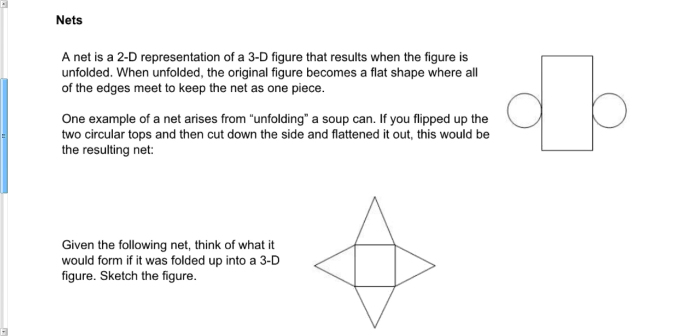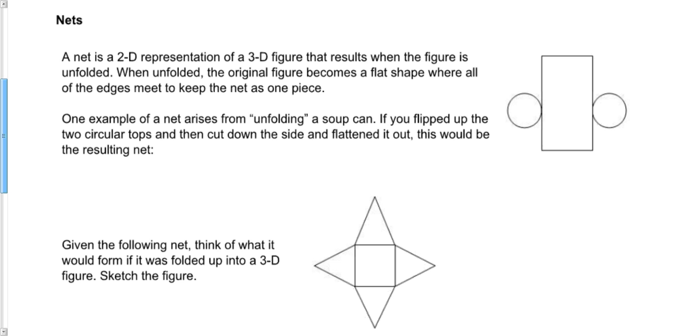Okay, and so if you were to unfold the 3D figure, we see what it would look like. You would have looked at stuff like this quite often, probably when you did grade 9 geometry and so forth, when you had to unpack what a three-dimensional cylinder or a rectangular-based prism would be, or what a square-based pyramid would look like if you were to unfold it. When you unfold a three-dimensional object, the original figure becomes a flat shape where all the edges meet to keep the net as one single piece.